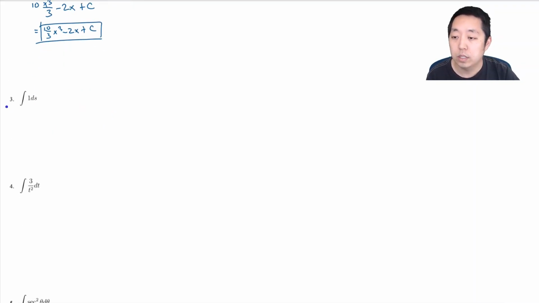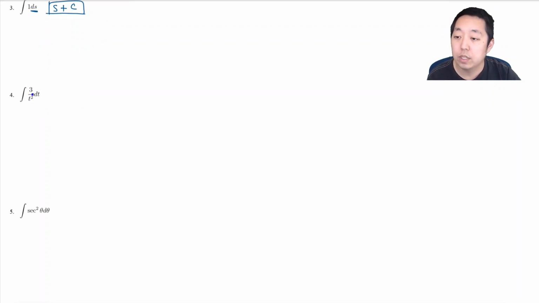Okay. Integral of 1 is just s plus c, or whatever variable it is. In this case, ds, s is our variable of integration. This one I write as 3t to the negative 2 dt. And so then I can apply my power rule. I'm going to add 1 to the exponent. I'm going to divide by that exponent. So this would be negative 3 over t plus c.